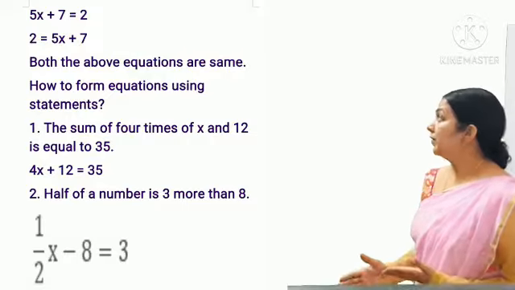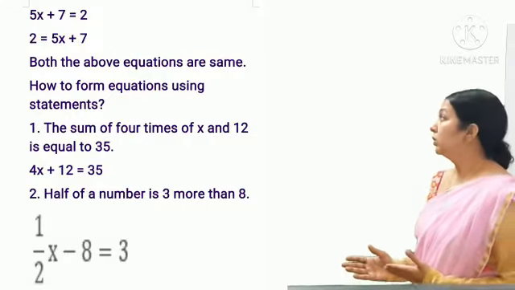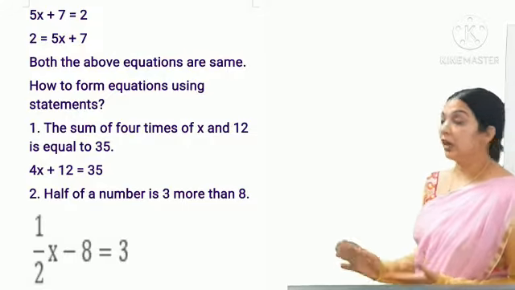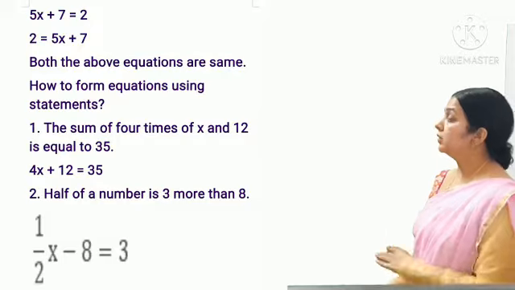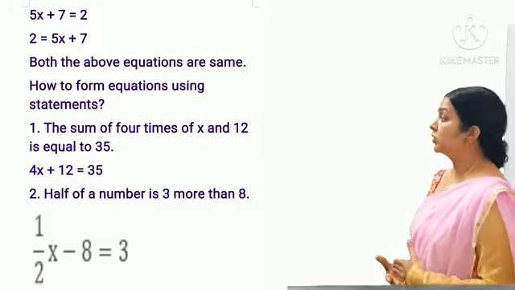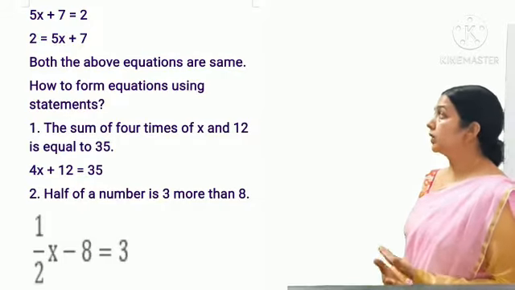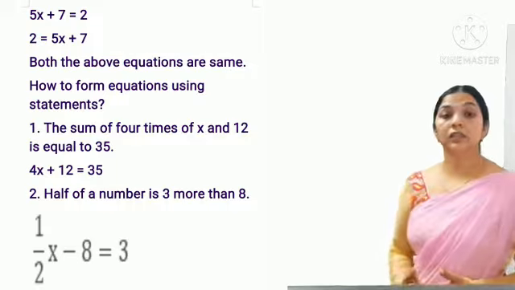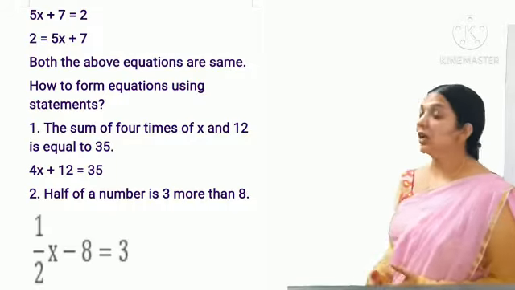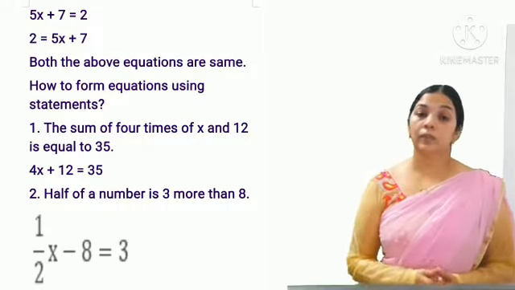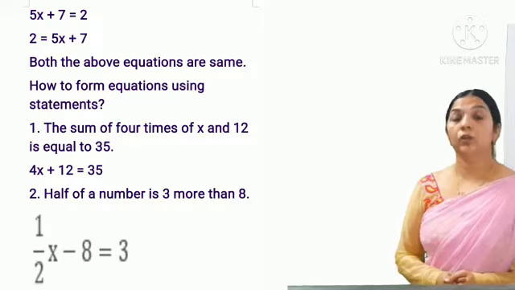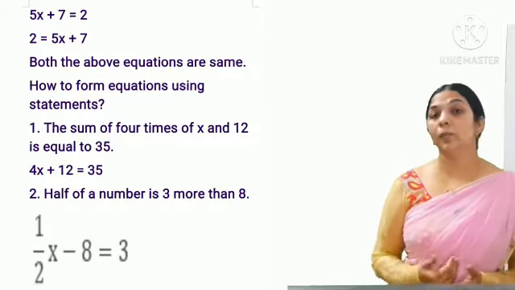You can see 5x plus 7 is equal to 2. This is an equation. If we turn the LHS into RHS and the RHS into LHS, that is 2 is equal to 5x plus 7, then this remains the same. So both the equations are the same. So how do we form an equation using a statement? Now we have to learn how to form equations.